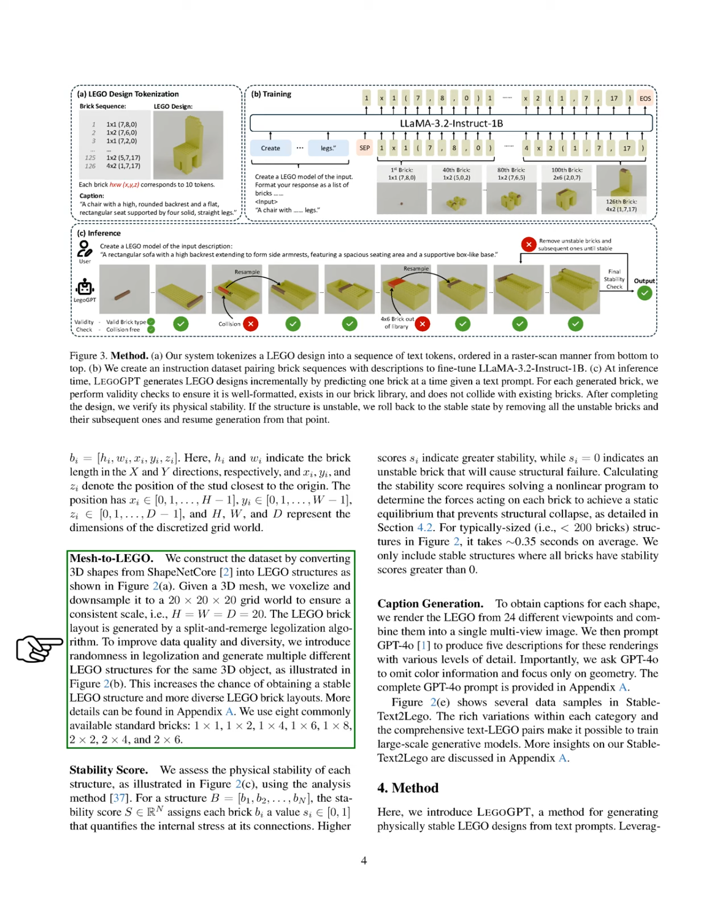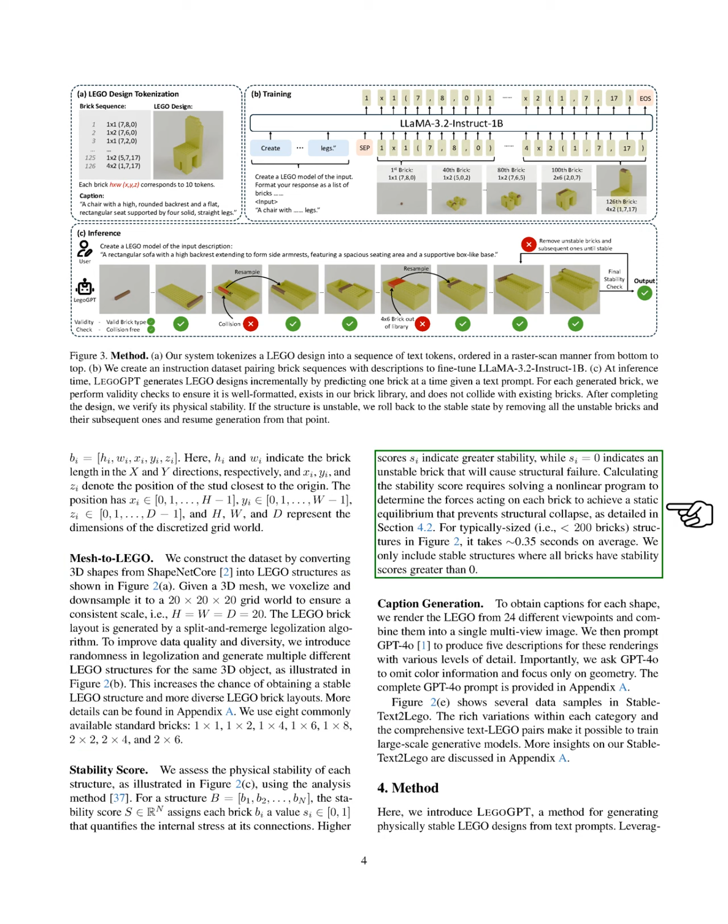We use a split and remerge algorithm to create the LEGO brick layout and introduce randomness to generate multiple variations for the same object, enhancing stability and diversity in the designs. We evaluate the physical stability of each structure by assigning a stability score to each brick, which indicates the internal stress at its connections. A higher score means greater stability, while a score of 0 indicates instability. Calculating this score involves solving a nonlinear program to assess the forces on each brick to maintain equilibrium. We only include structures where all bricks have stability scores above 0.